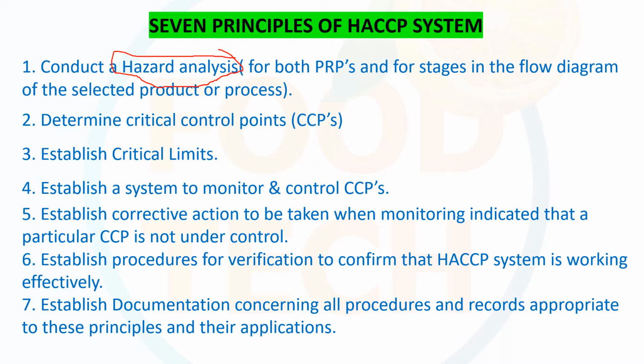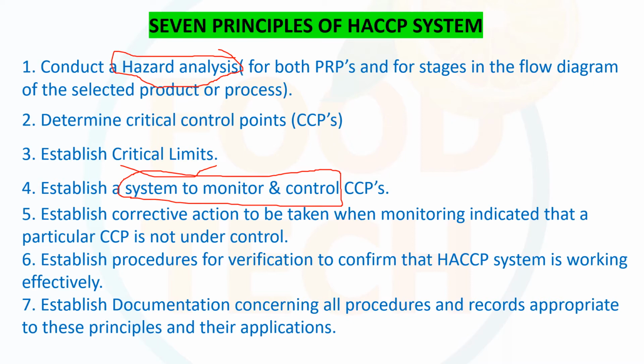Here it is a very short thing, determine critical control points. So you can remember it very easily. Here it is critical limits. See, these are the critical limits. Next, you have already determined the CCPs. So for the fourth principle, you can see the system to monitor and control the CCP. This is one of the main things.